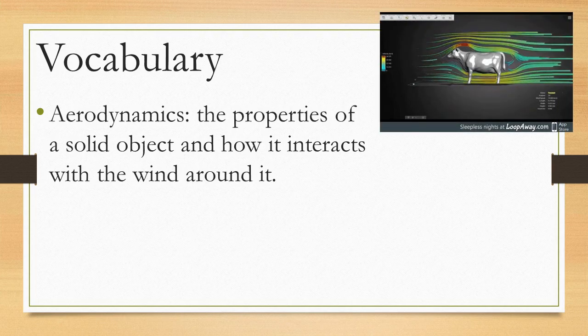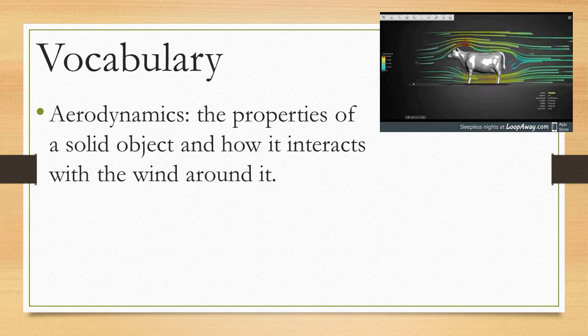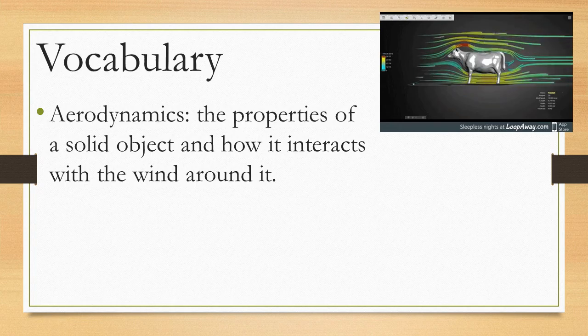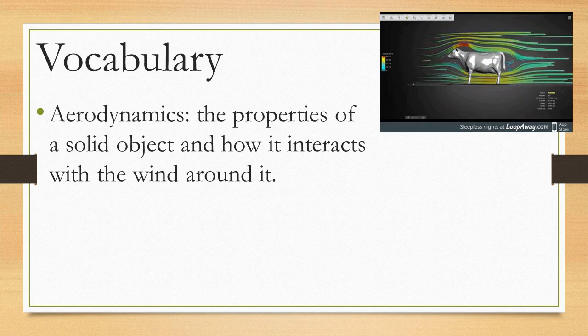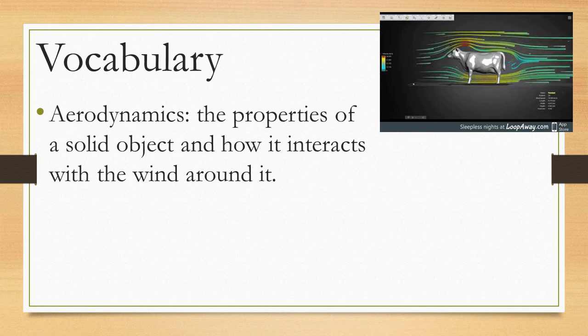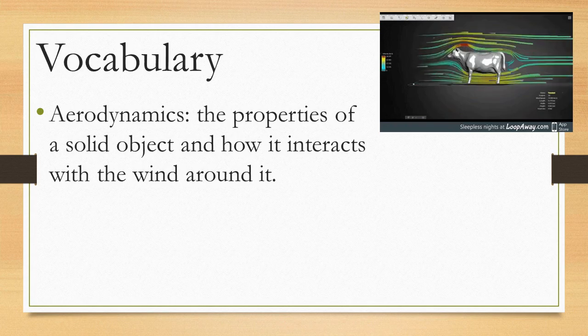Like this. Funny example, but good nonetheless. A cow is a solid object, and we see how it interacts with the wind. The wind is moving over it. The yellow is increased pressure as it moves over the top and under the bottom of the cow. And then you see the green parts of the wind are the speed of it. Okay, so a little cute example there.